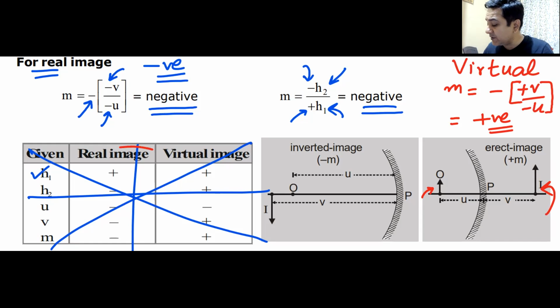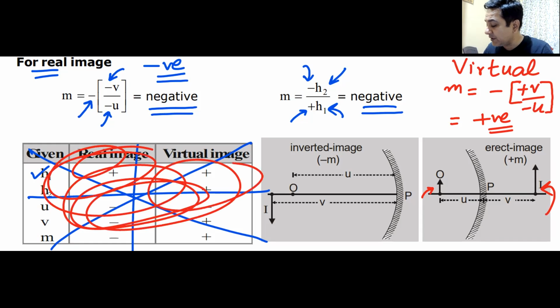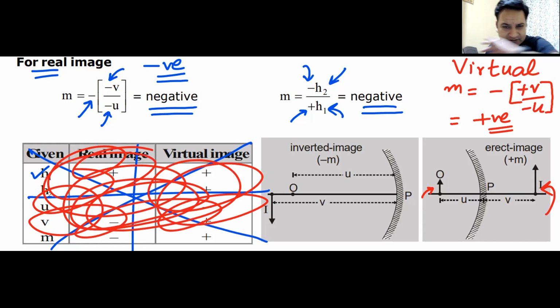For a real image, the magnification would be coming as negative. Do we understand this? Take this out. You might be confused. Real image is always inverted. A virtual image is always erect. I'll give you a minute to win it.